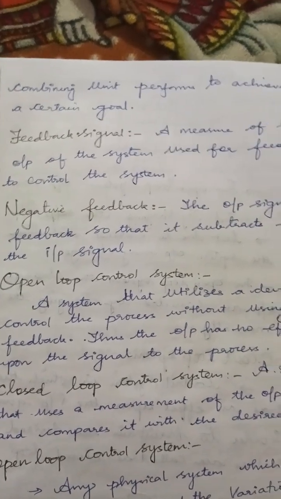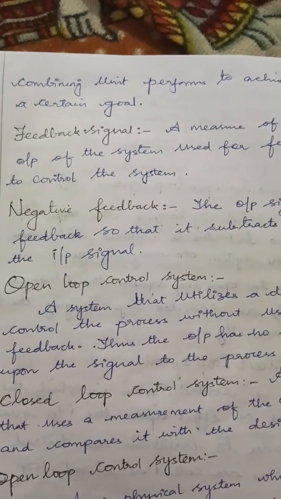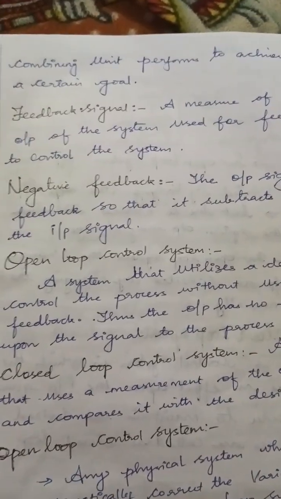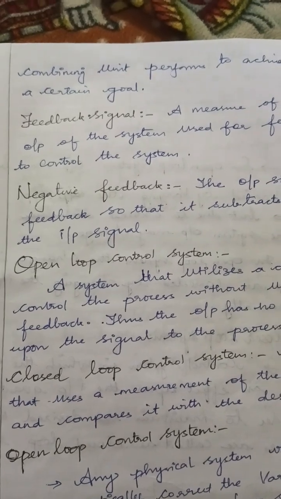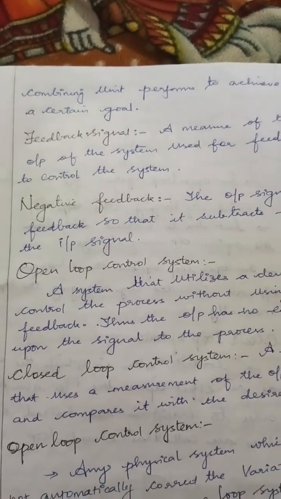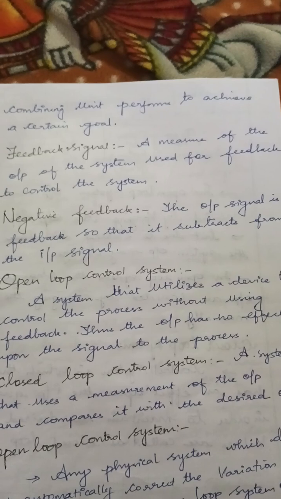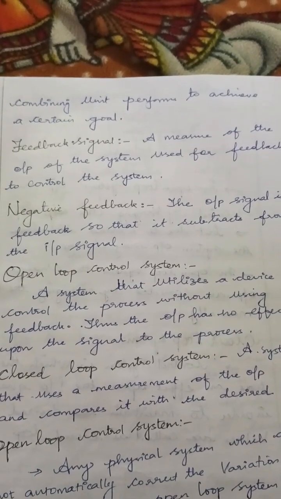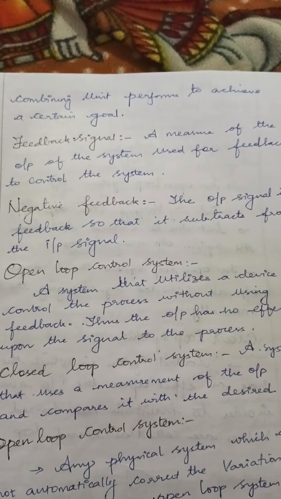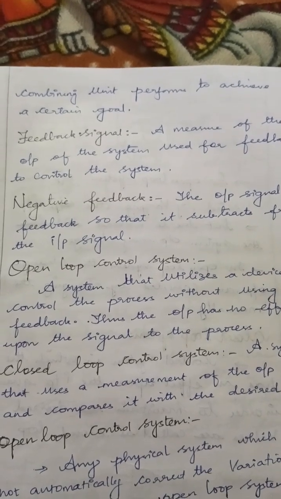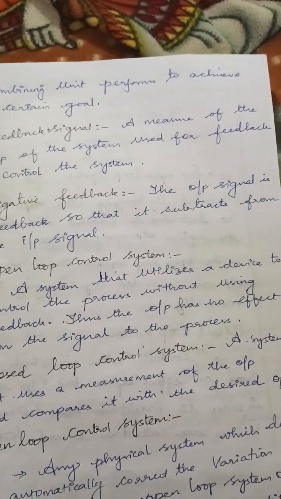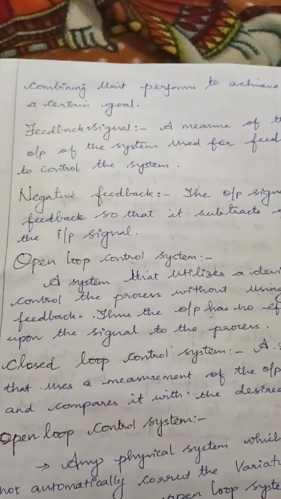So in control systems, the main concept we have to see is feedback signal. You may already have come across the word feedback. If in a classroom you give feedback about the classes, or if you buy any products, you may have some feedback about them. So feedback is nothing but a measure of the output of the system, used to control the system.